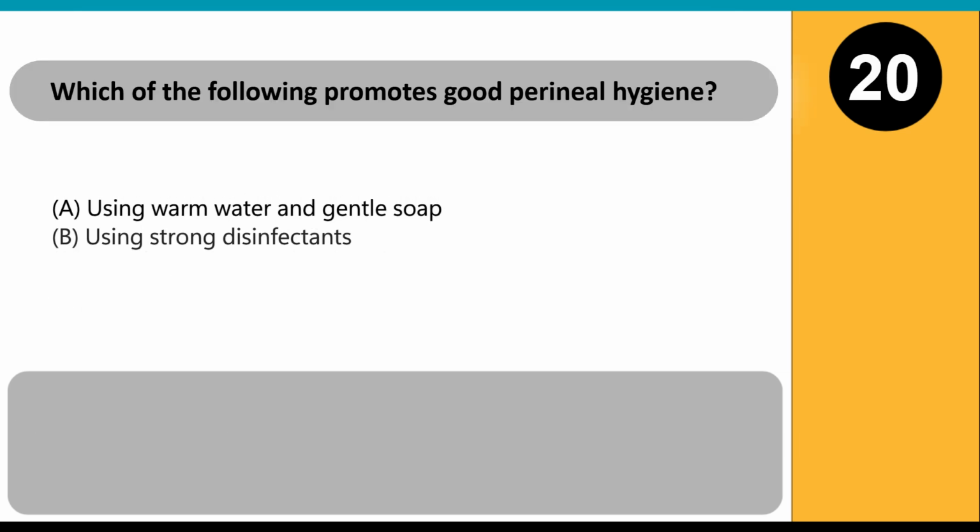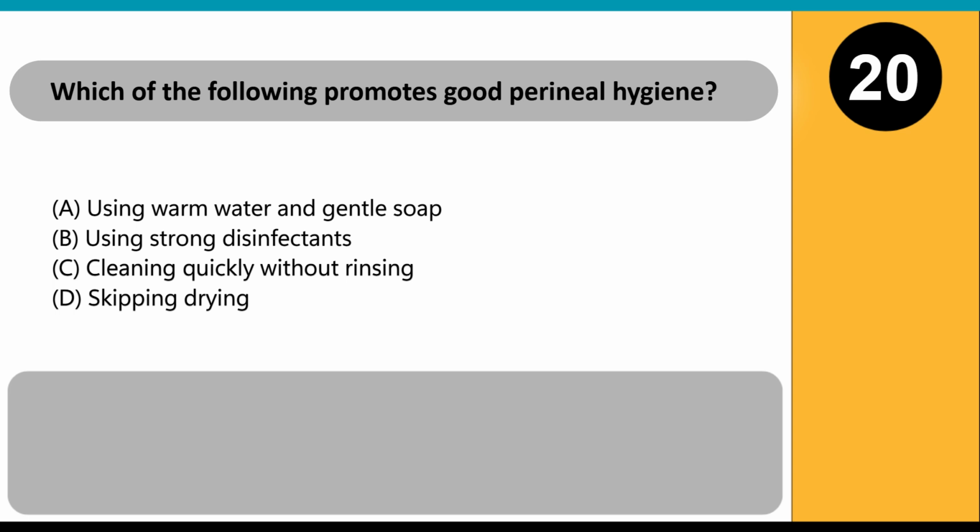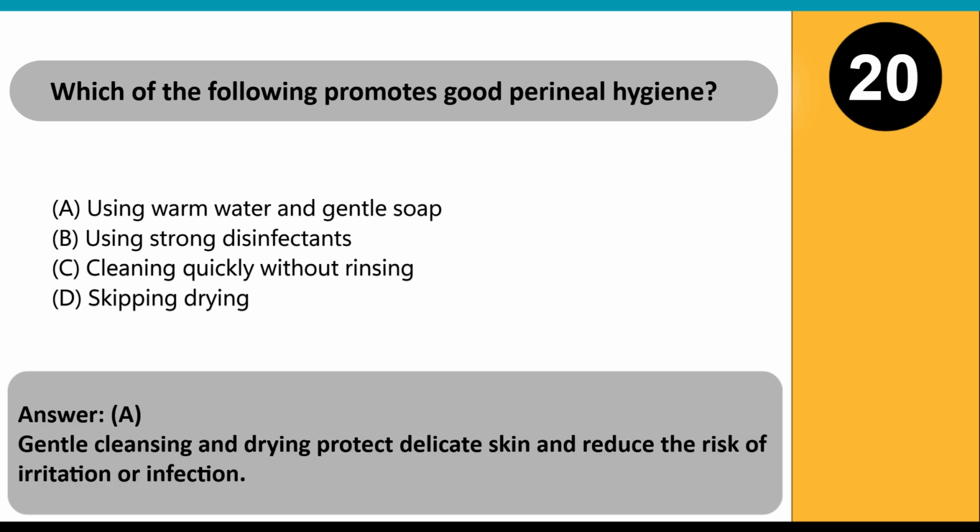Which of the following promotes good perineal hygiene? A. Using warm water and gentle soap. B. Using strong disinfectants. C. Cleaning quickly without rinsing. D. Skipping drying. Answer A. Gentle cleansing and drying protect delicate skin and reduce the risk of irritation or infection.